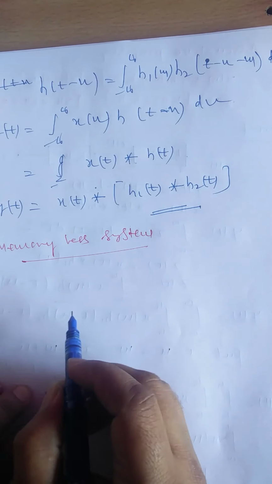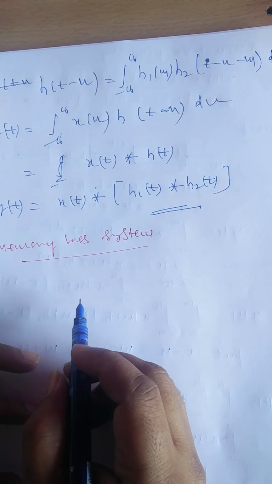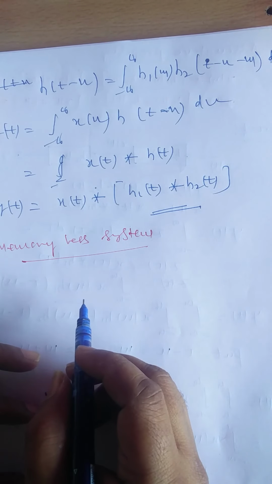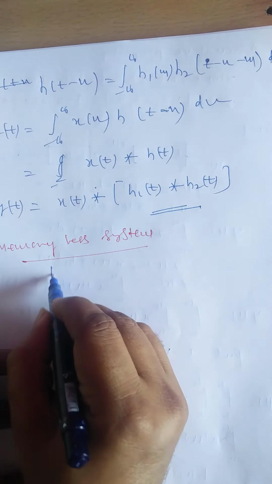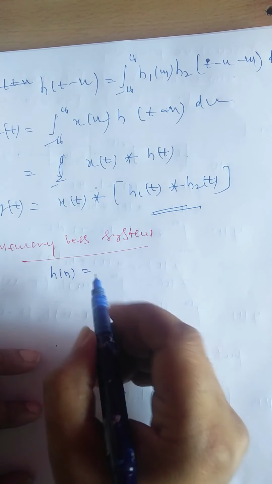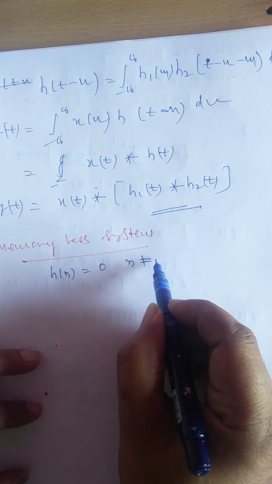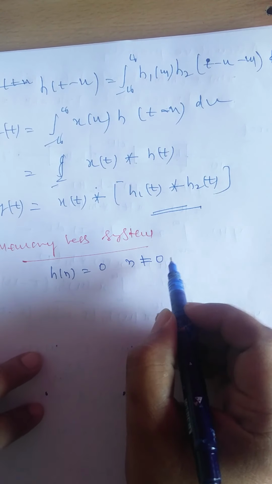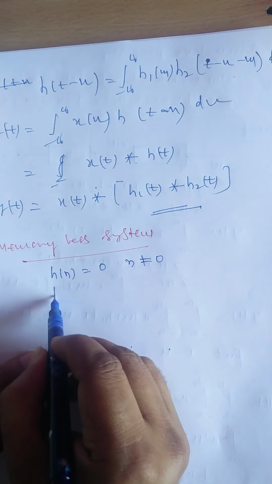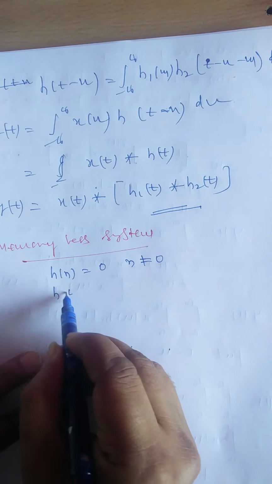Now, based on the impulse response, we can say whether the system is memory or memoryless. The system is said to be memoryless if h of n, that is the impulse response of the system, is equal to 0 when n is not equal to 0 in case of discrete. In case of continuous, the impulse response of that continuous time system is equal to 0 when t is not equal to 0, and the system is said to be memoryless.